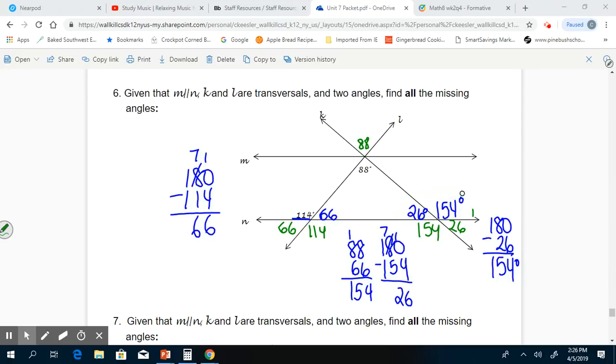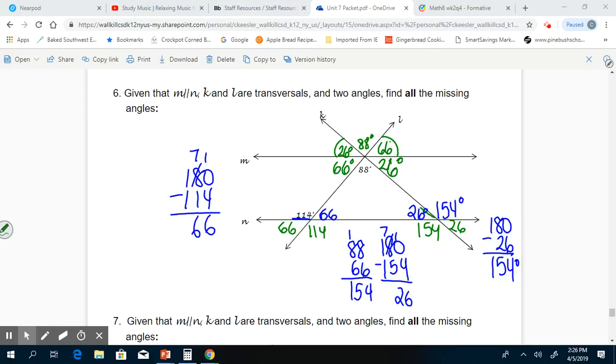Okay, so we have a couple more angles we have to find, and they're actually very easy to find just by doing some transformations. So we have to find these top angles here. If we take this 66 and slide it up the transversal, it's going to match perfectly with this angle here. And if we take this 26 and slide it up the transversal, it's going to match perfectly with this angle here. And then we can just match their vertical angles. So this one would also be 66, and this one would also be 26.